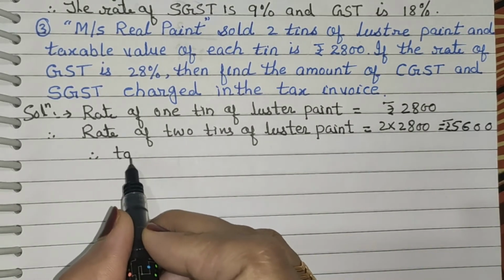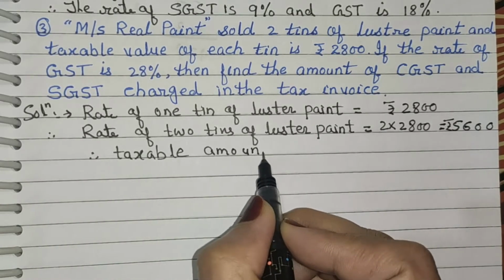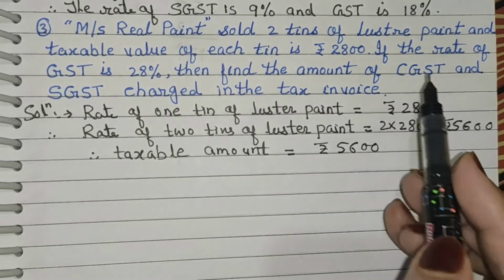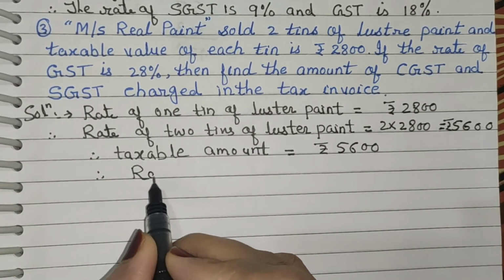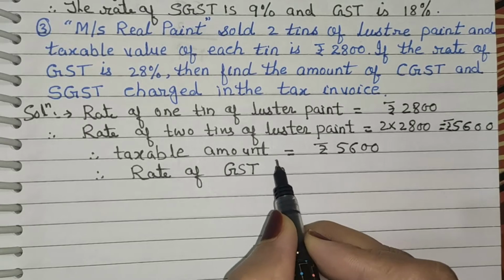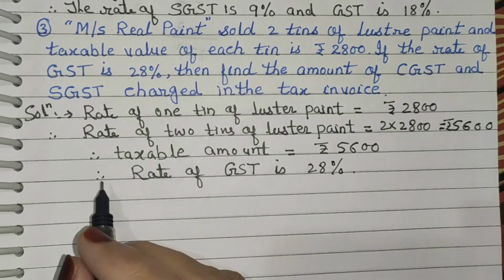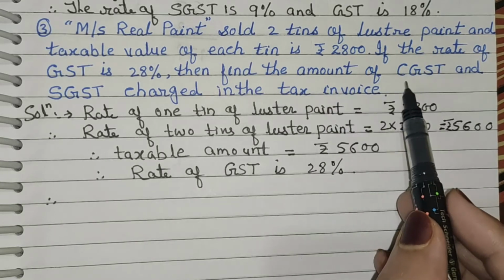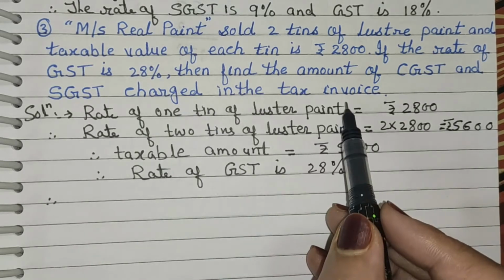Write down here, taxable amount is equal to rupees 5,600. Now the rate of GST is given, therefore rate of GST is given, which is equal to 28%. Therefore our aim is to find the amount of CGST and SGST charged in the tax invoice.